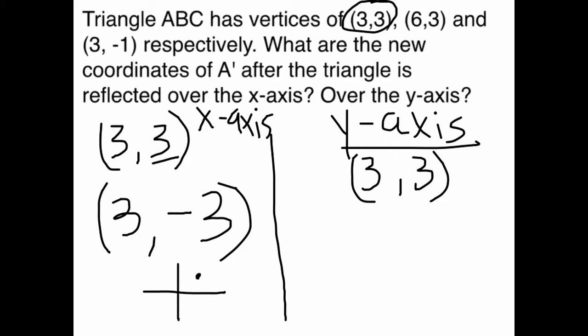Let's do the y-axis. If I'm reflecting over the y-axis, I know my x value is going to be the one to change. So my new coordinate will be -3, 3. And again, think about it in terms of the plane. If my original point is in this quadrant, which is a positive y and a positive x, and it's being reflected over the y-axis, it's going to quadrant 2, which has negative x values and positive y values. So just keep in mind it's always the opposite.